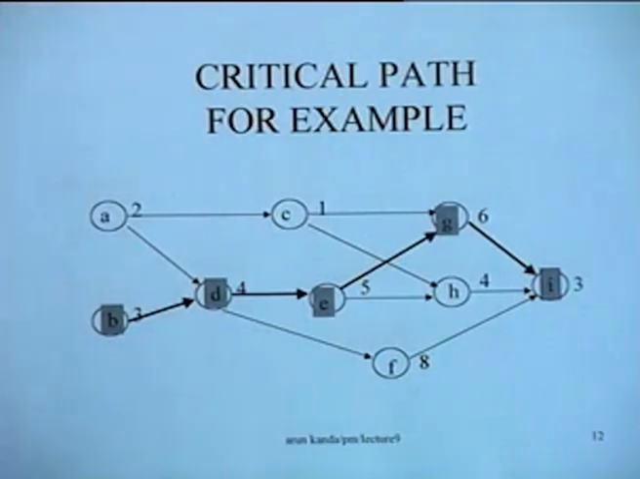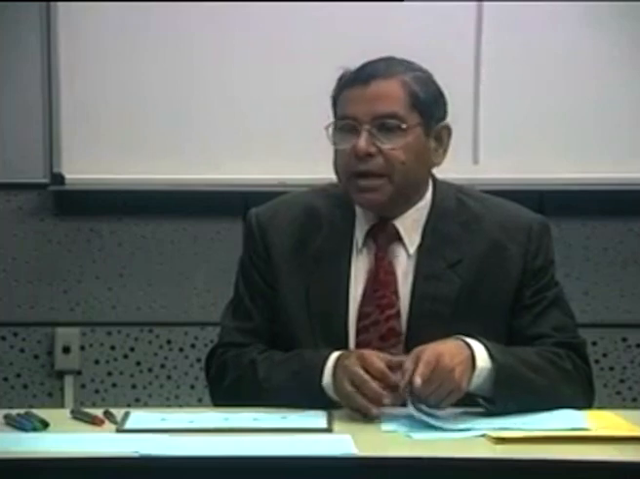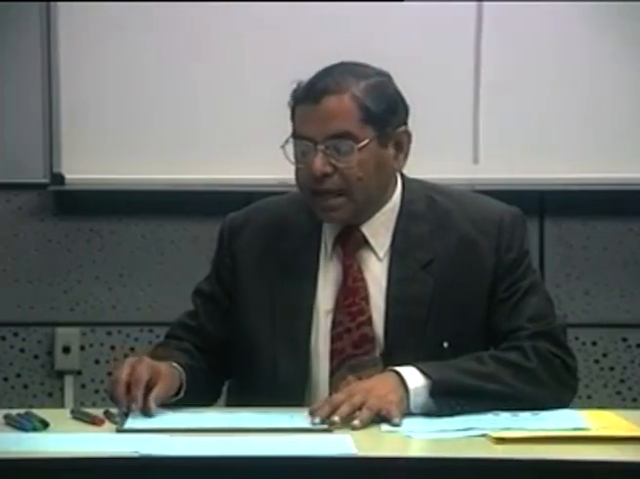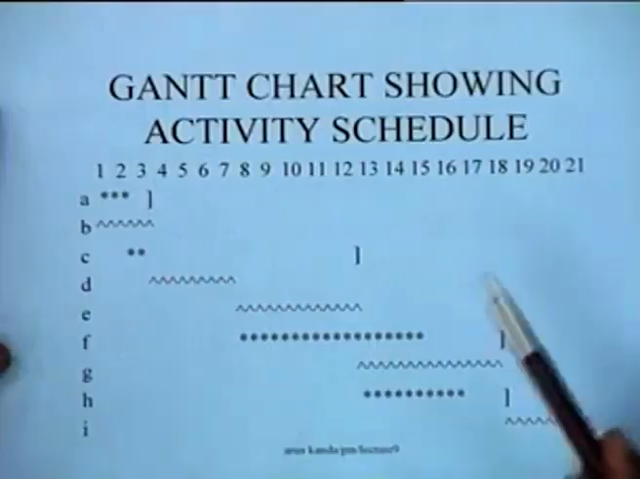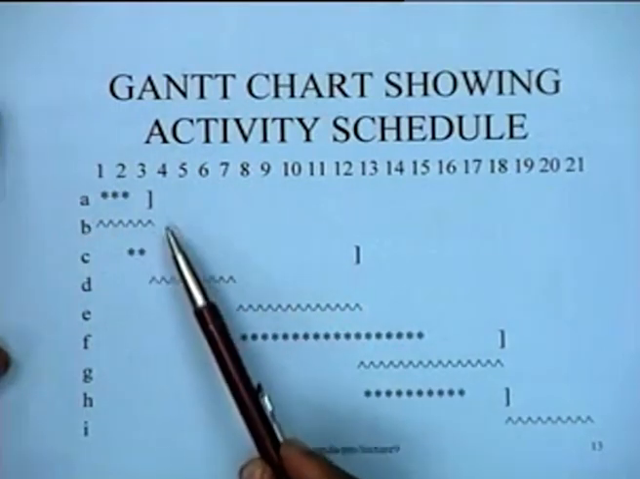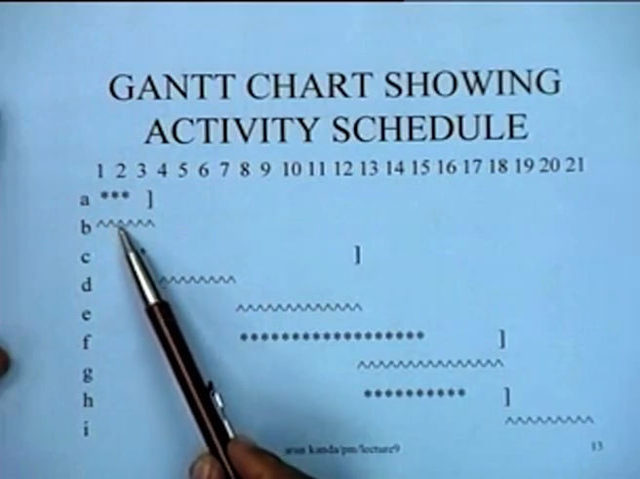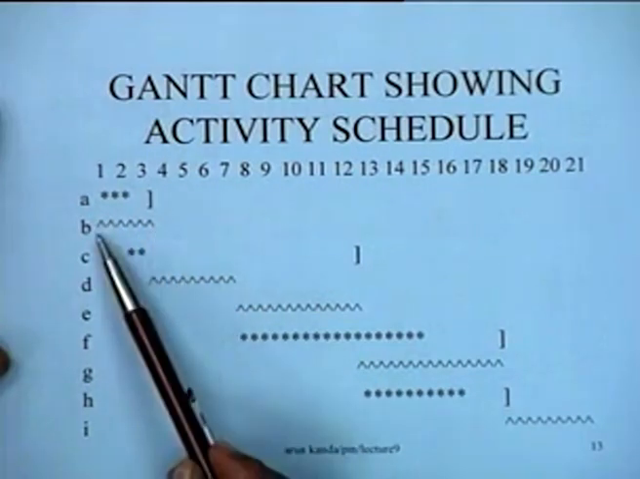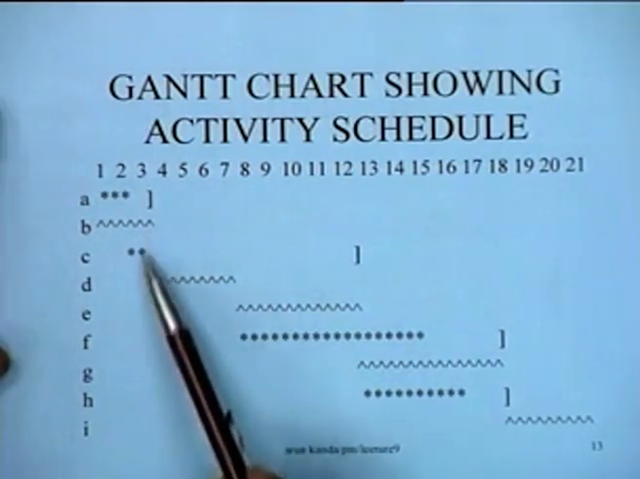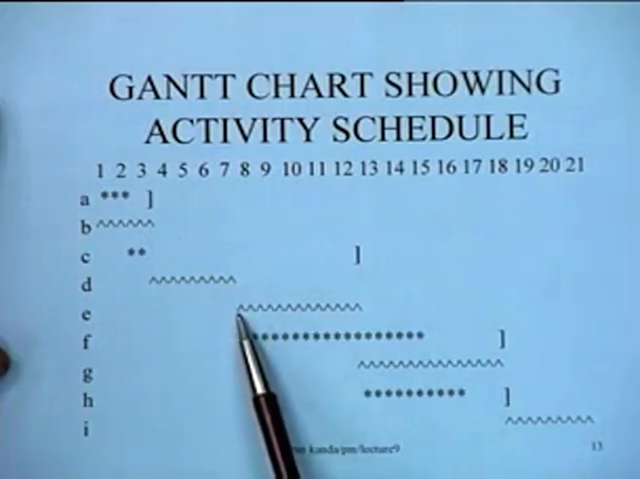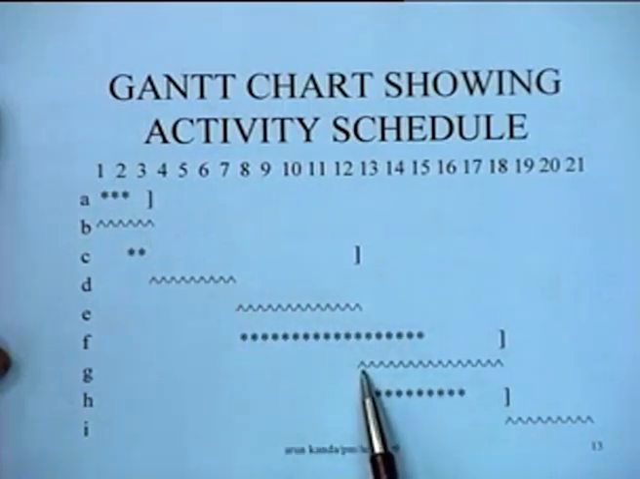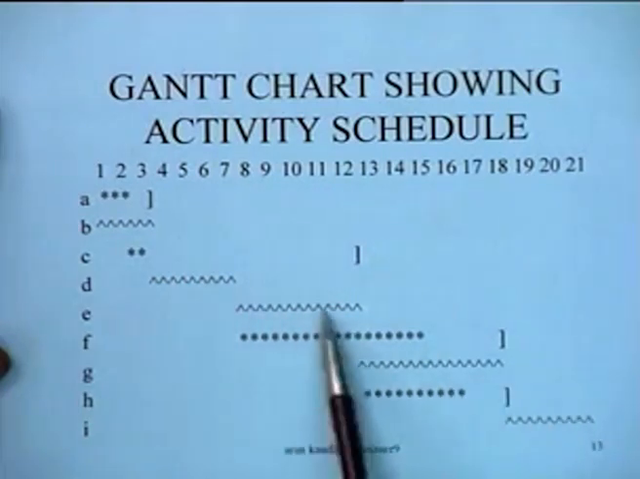Now, since we have already determined the early start and the late start schedules for each activity, we can represent that information on a Gantt chart and we can get a timetable for all the activities. And that timetable would be shown something like this. The activities which are critical are shown in this manner. So B is a critical activity, and then D is a critical activity, and then E is a critical activity, and then G is a critical activity, and this is a critical activity, and they cannot be slided to and fro.